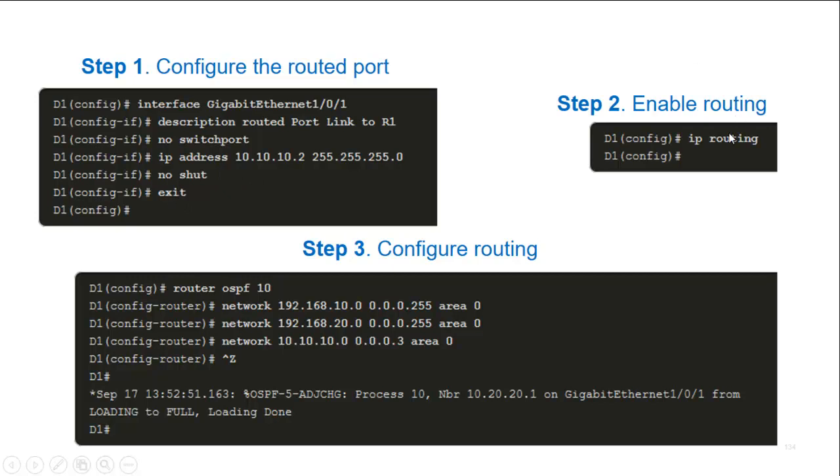Step 2 is enabling routing with the IP routing command. And then step 3 is to configure routing. So for this example, it is OSPF, so router OSPF 10. And these are the 3 networks that D1 knows. The one that goes to VLAN 10, the one that goes to VLAN 20, and the one that goes to R1. So these 3 are here. Now assuming that R1 is already configured, you can see here that the adjacency has been achieved and routing can be done.